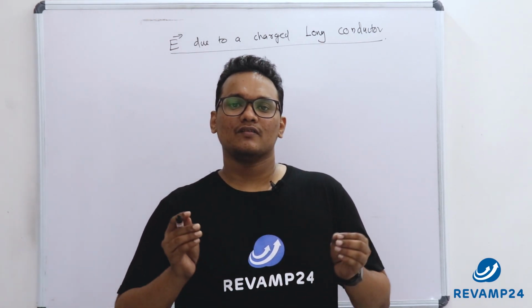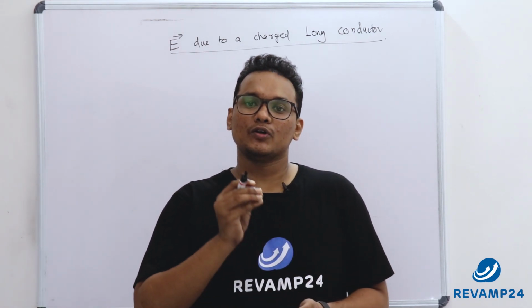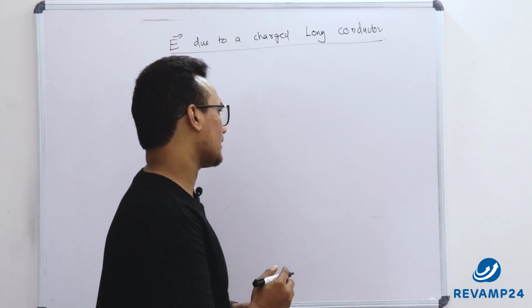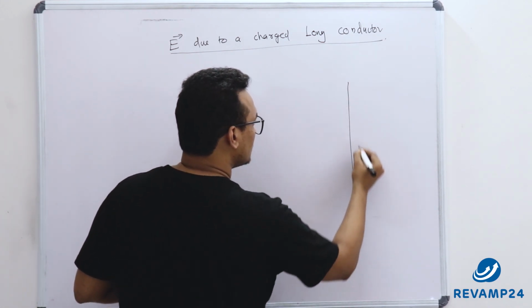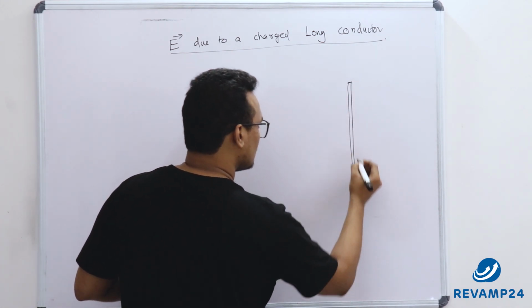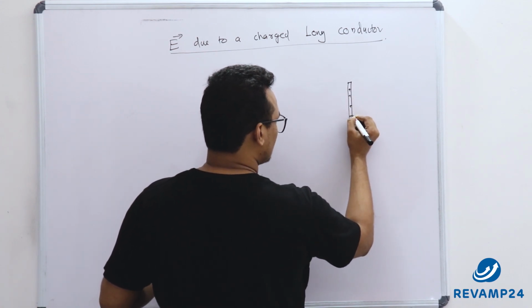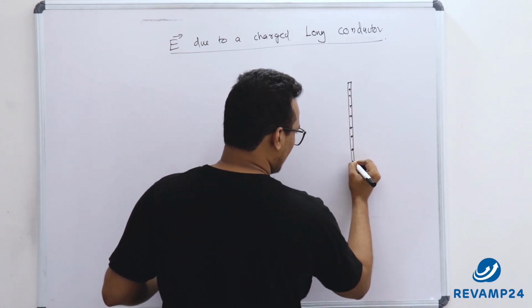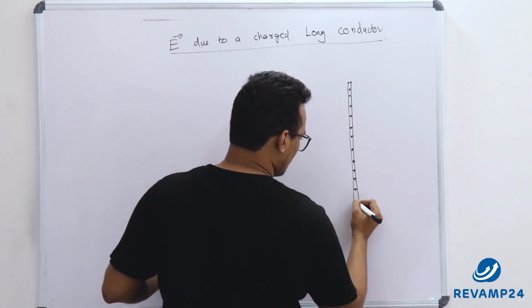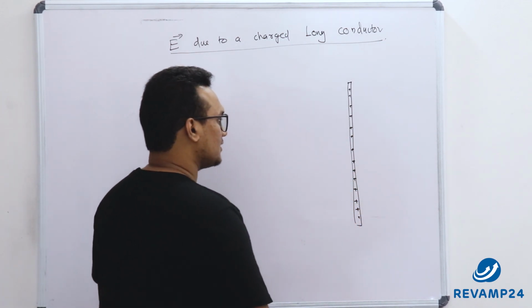In this video, we will try to get the electric field due to a long charge carrying conductor. So we have a long charge carrying conductor here. All these may be positively charged or negatively charged, but anyway, this is a uniform charge distribution. We have learned this case previously.